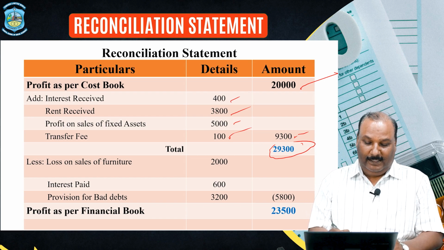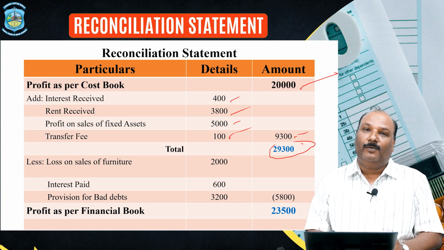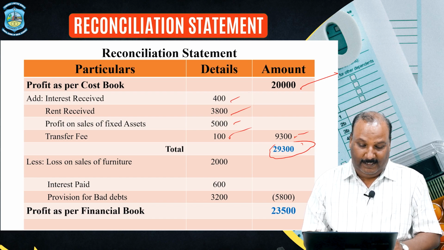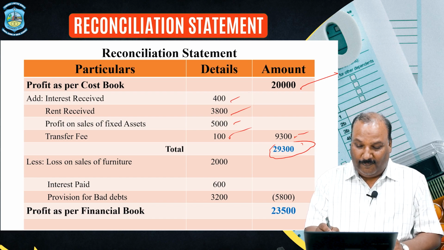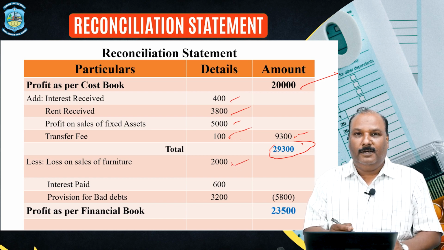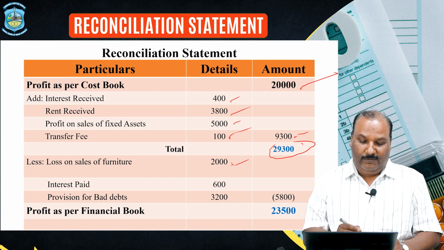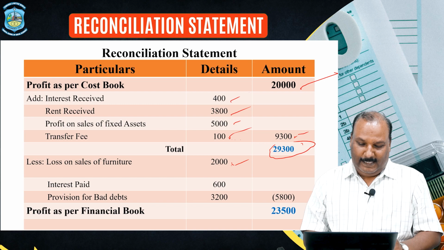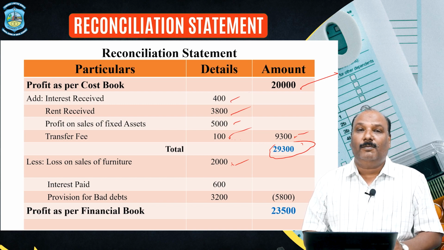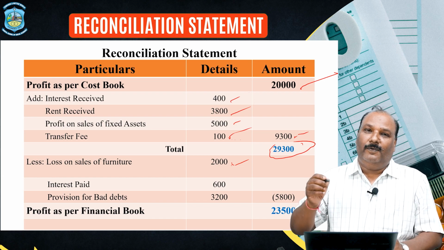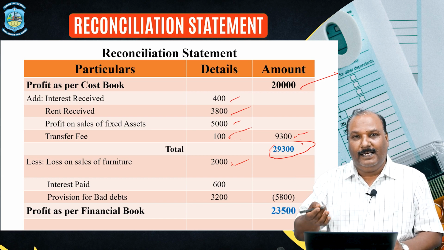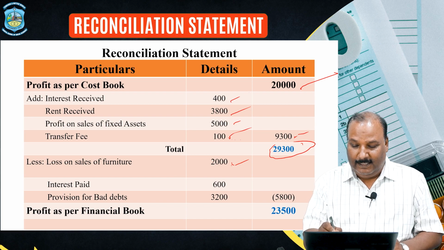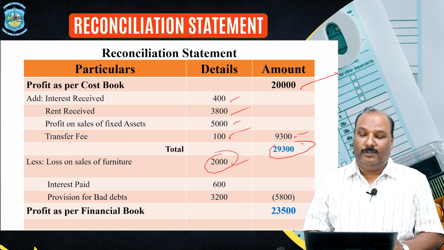Now see the item which we have to minus in the reconciliation statement. Loss on sales of furniture, which is 2,000 rupees. It means if there is a loss due to sales of furniture, the impact of this expense will be on the financial book, that is, the profit of the financial book will decrease. Therefore, we will minus these 2,000 rupees.